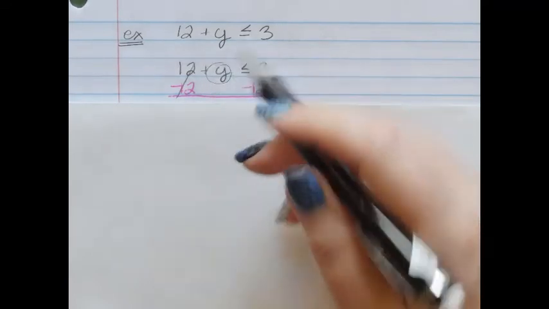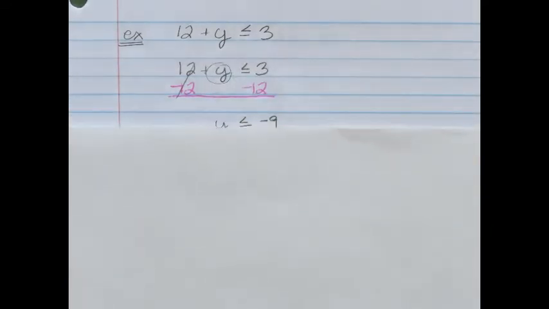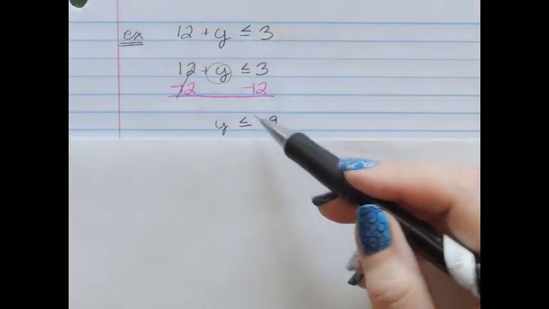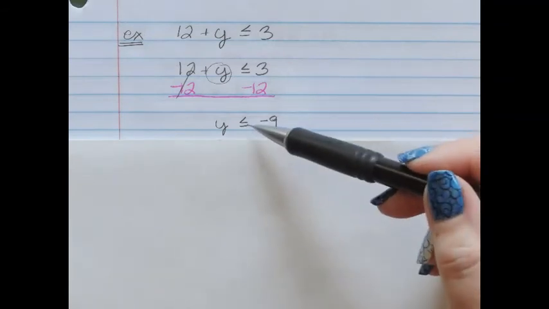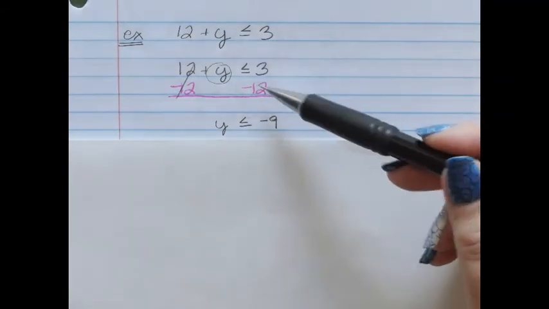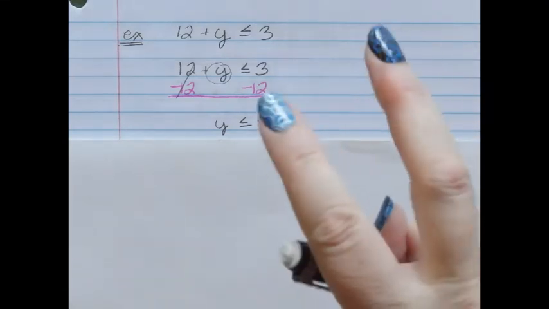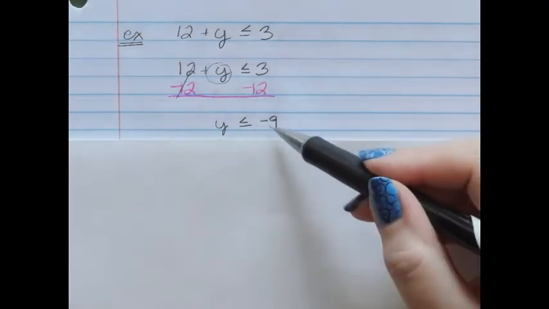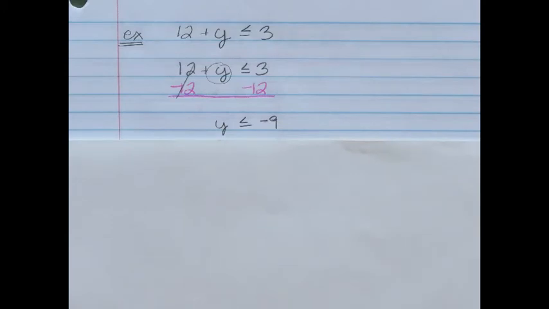12 minus 12 is 0. And I have y is now less than or equal to, again, the sign does not change. And we have 12 minus 3 is 9, but 12 was larger, and I use that loosely, and it was negative, so I give it the negative on the 9. Now that I have my answer, it's time to graph this.